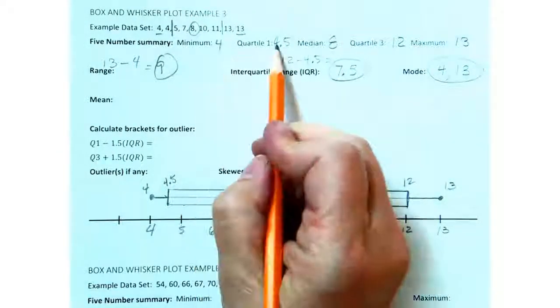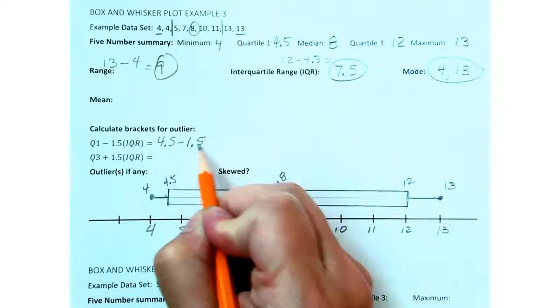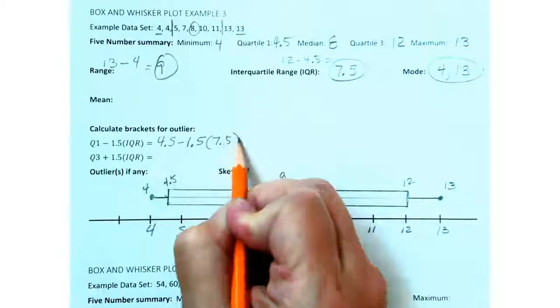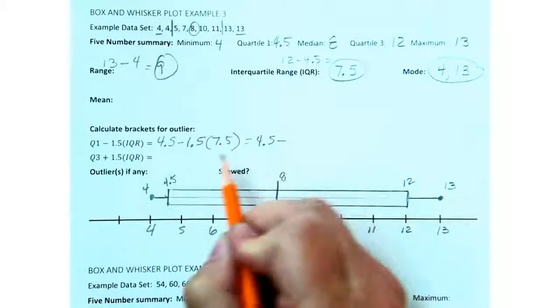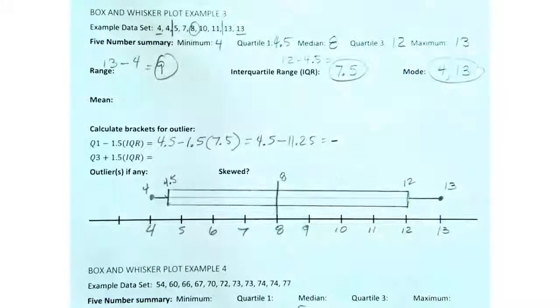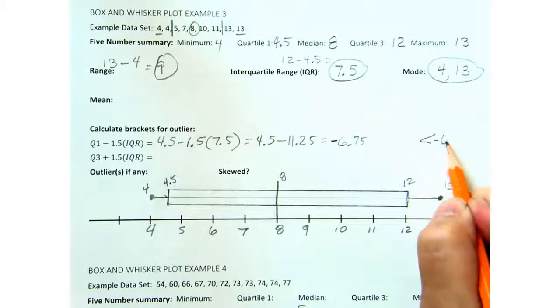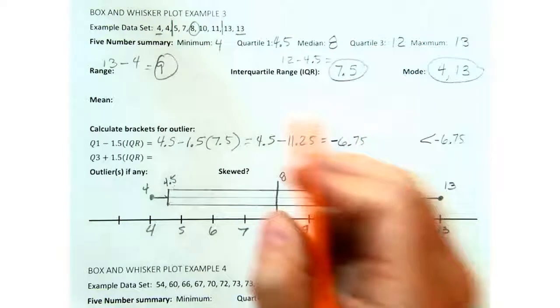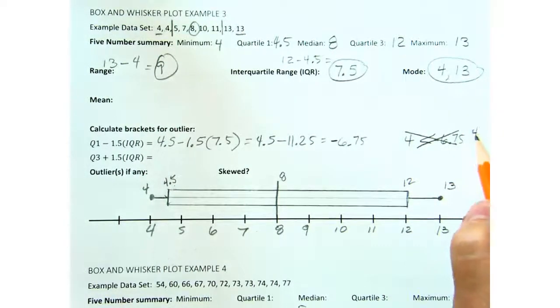Now let's test for outliers. Start with 4.5 minus 1.5 times 7.5. This gives us 4.5 minus 11.25, which equals negative 6.75. Is there any number in our data set that is less than negative 6.75? No, there is not. There is no lower outlier in this data set.